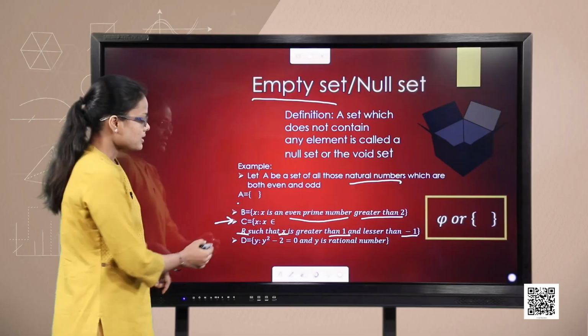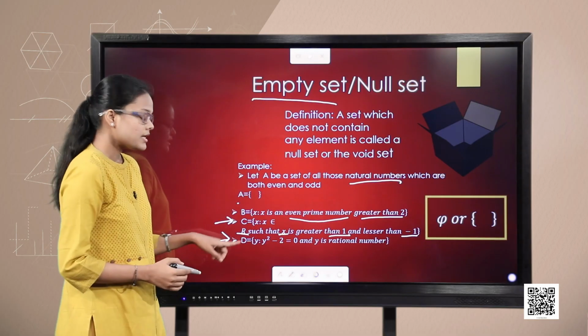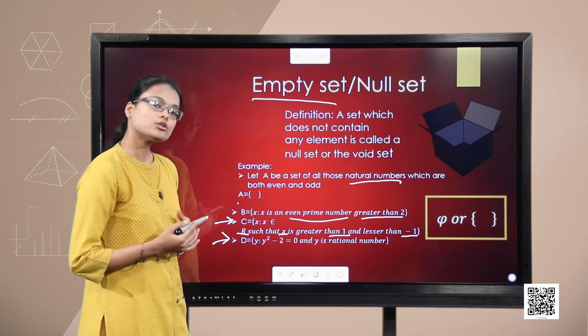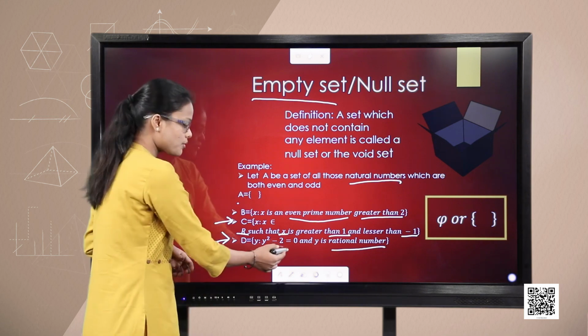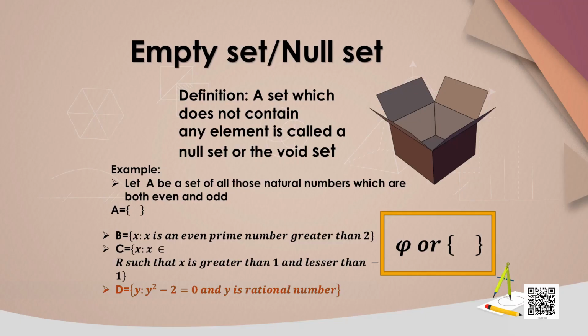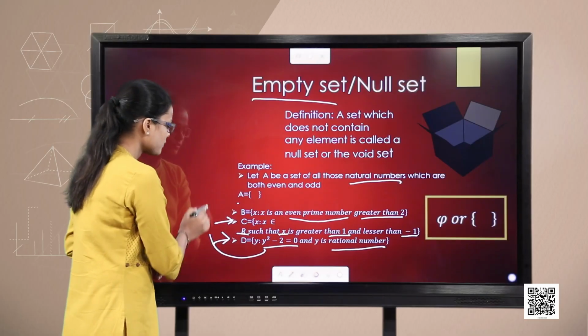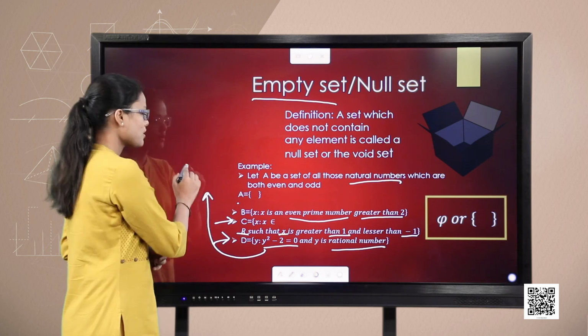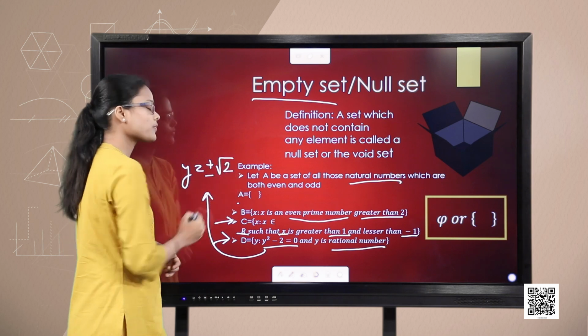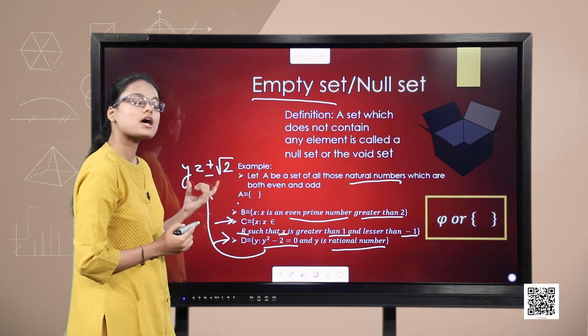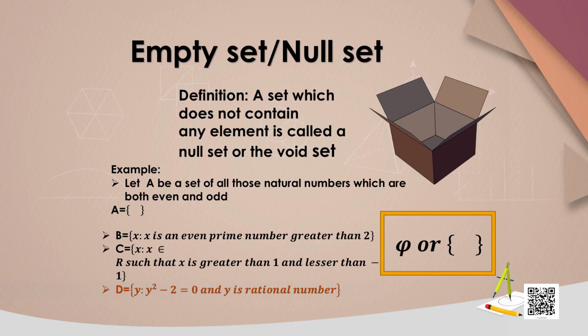Now, the last set D. D consists of all those rational solutions of the equation y square minus 2 equal to 0. On solving it, you may see that the solution of this equation is y equal to plus minus root 2, which gives irrational solutions. So, again D becomes an empty set.